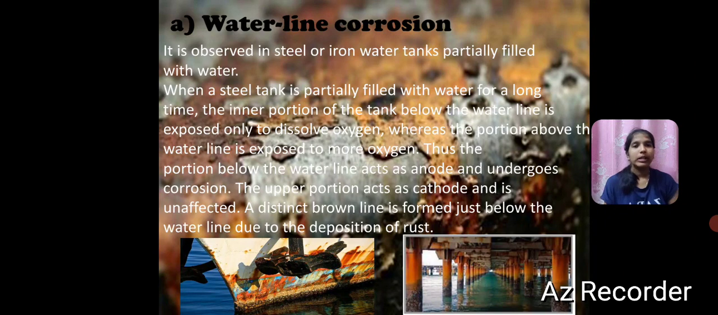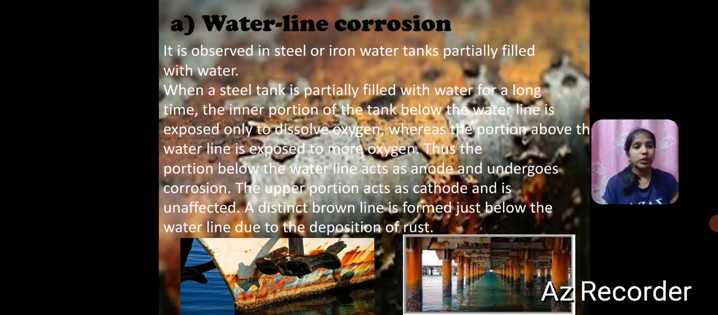Waterline corrosion. It is observed in steel or iron water tanks partially filled with water. When a steel tank is partially filled with water for a long time, the inner portion of the tank below the water line is exposed only to dissolved oxygen, whereas the portion above the water line is exposed to more oxygen. Thus, the portion below the water line acts as anode and undergoes corrosion. The upper portion acts as cathode and is unaffected. A distinct brown line is formed just below the water line due to the deposition of rust.